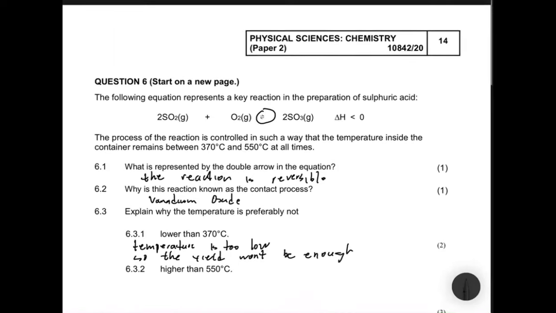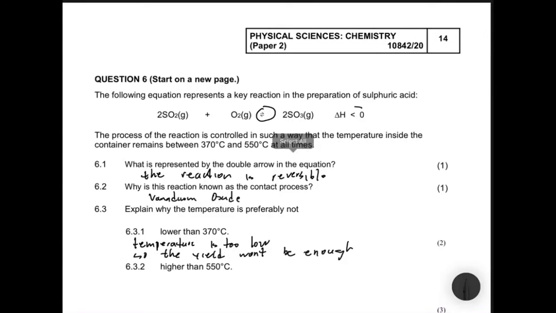6.3.2 says explain why the temperature is preferably not higher than 550 degrees Celsius. Let's look at our equation. Delta H is less than 0, right? So if you increase the temperature too much, then the reverse reaction will be favored. So you'll be basically converting your products back into reactants. And that's not what we want to achieve, right? So you must keep the temperature high enough, but you must not make it too high, because now the reverse reaction will be favored and we will get the reactants again.